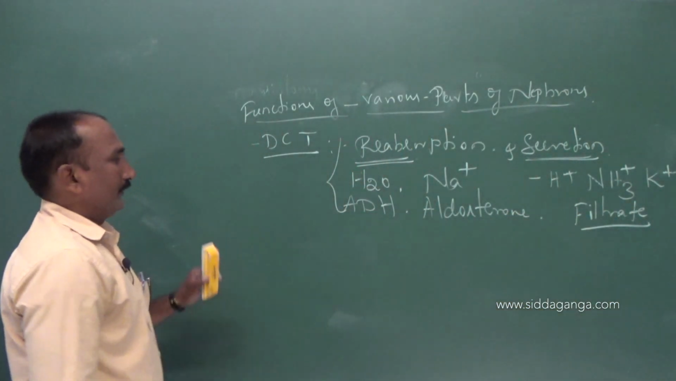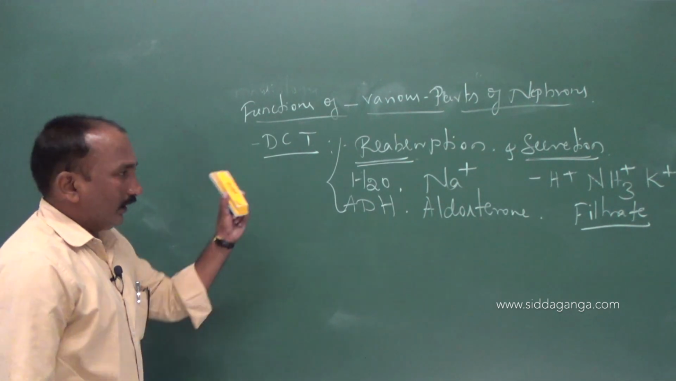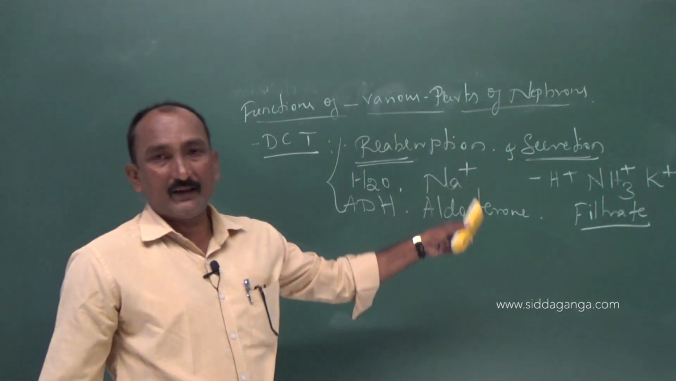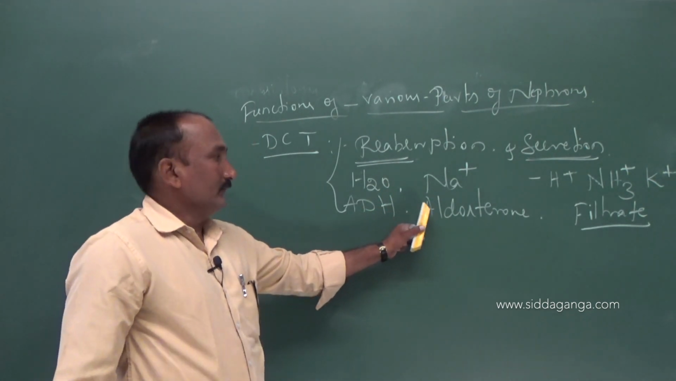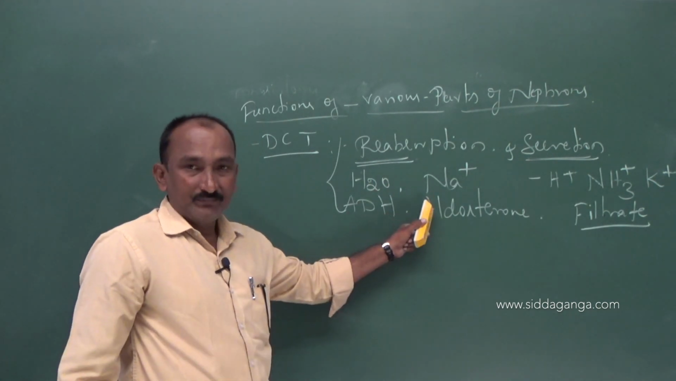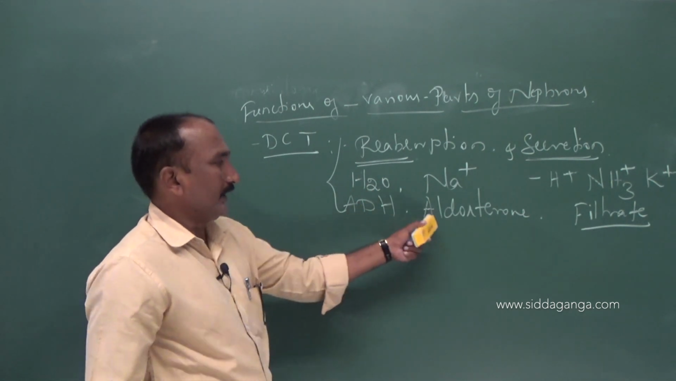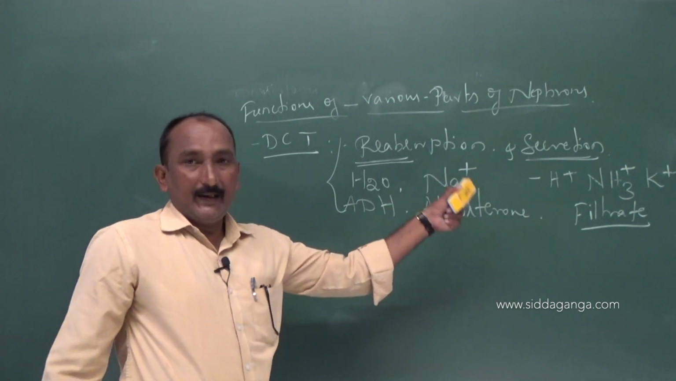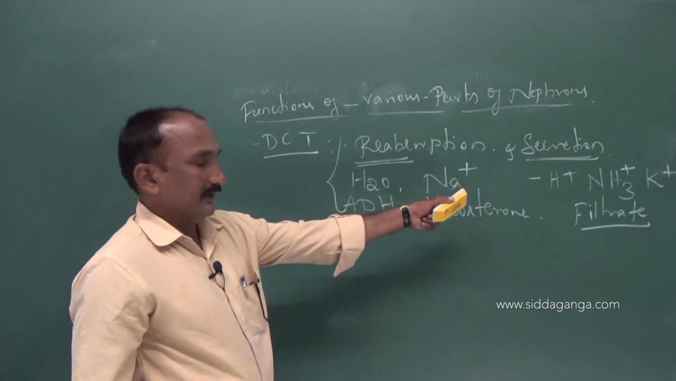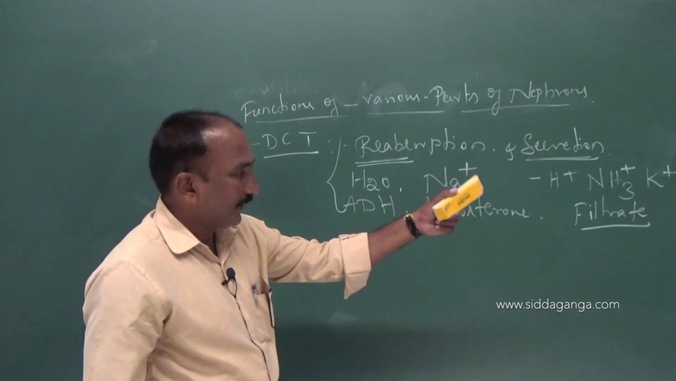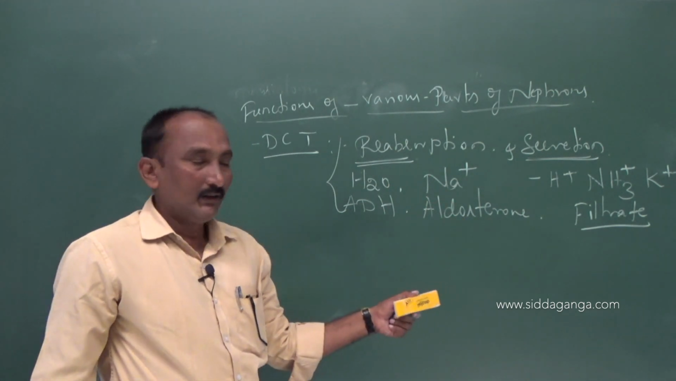So the distal convoluted tubule is involved in reabsorption as well as secretion. Reabsorption from the filtrate is of water and sodium under the influence of ADH and aldosterone. Secretion is the process of secreting the substances H plus, ammonia and K plus into the filtrate.